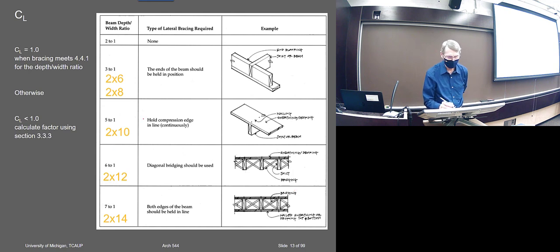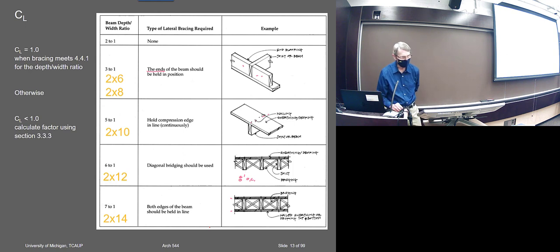So you can see the ends are held, right? This is what we're talking about, the ends there. This is the nail spacing on the compression edge. Here's the diagonal bracing. It's supposed to be at 8 feet on center or something like that. And then here you've got both edges held plus the bracing.